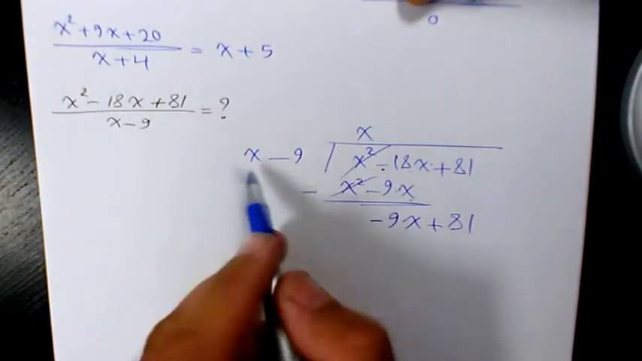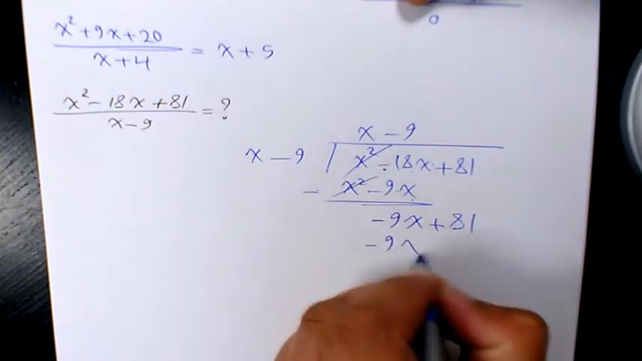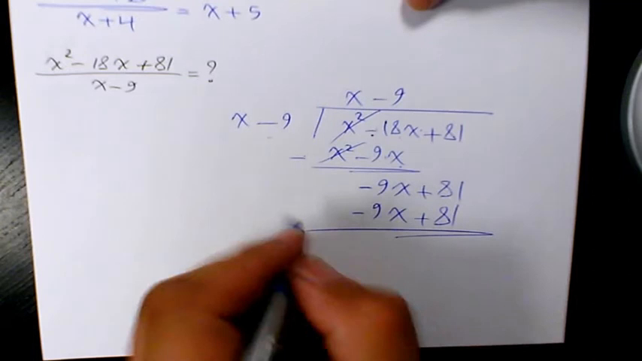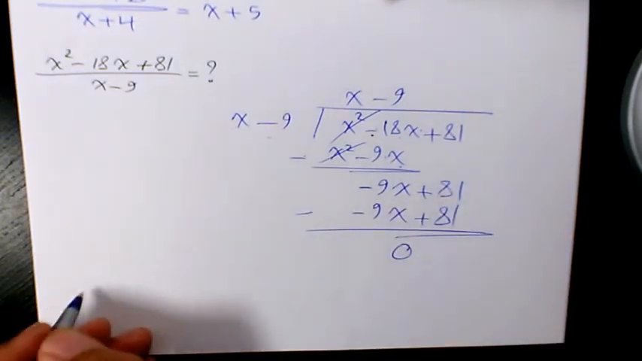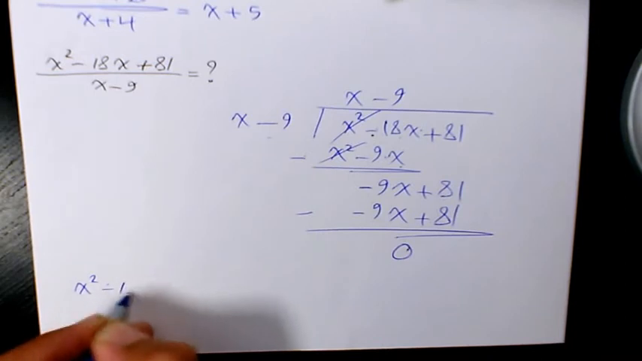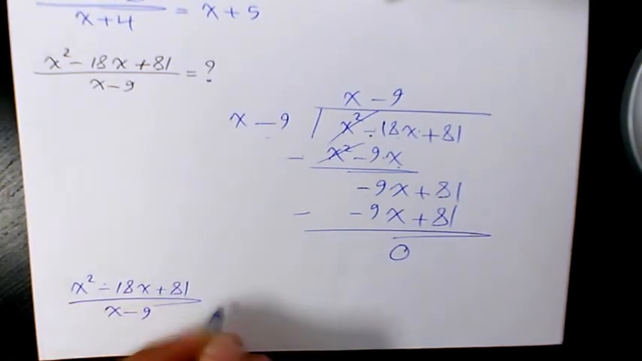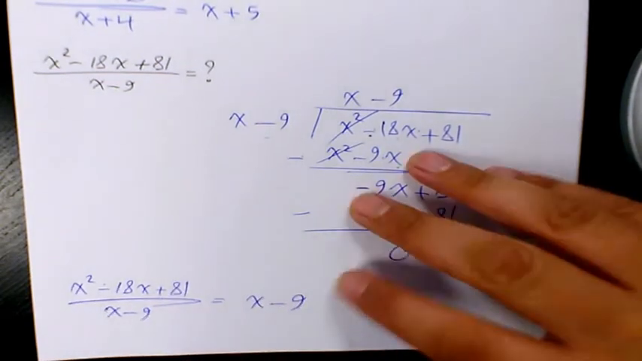Negative 9x divided by x is going to be negative 9. Negative 9 times x, negative 9x. Negative 9 times negative 9, positive 81. When you subtract it, these two cancel each other, and the remainder is 0. So you're going to say x squared minus 18x plus 81 divided by x minus 9, that's going to be x minus 9, because the quotient here is x minus 9.